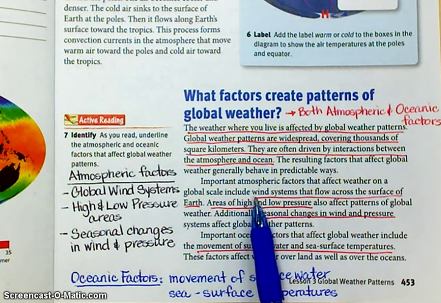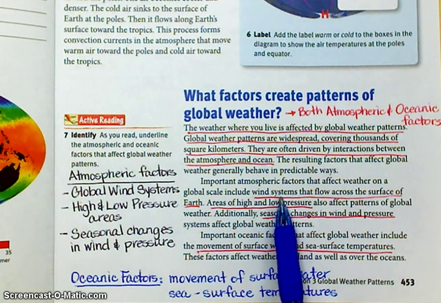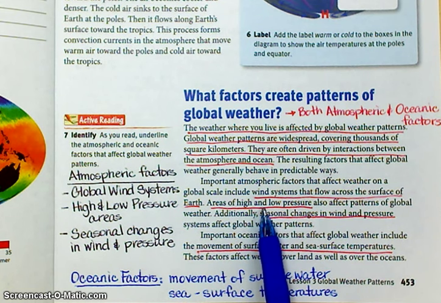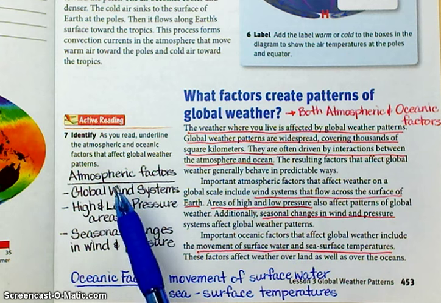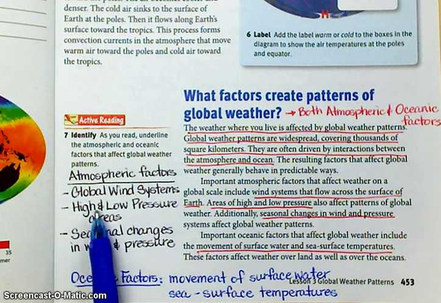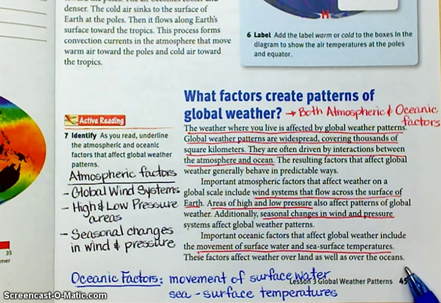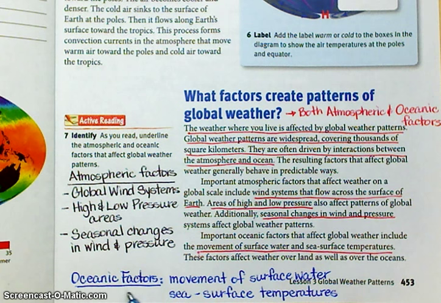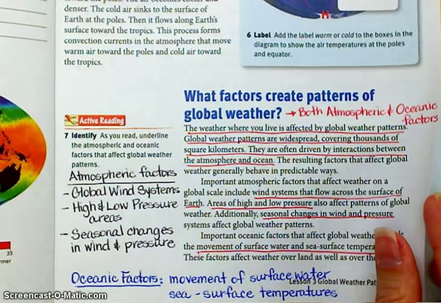Down here, it talks about important atmospheric factors, such as wind systems that flow across the Earth, areas of generally high or low pressure, and seasonal changes in wind and pressure. I took the information from this paragraph and listed it: your atmospheric factors are global wind systems, high and low pressure areas, and seasonal changes in wind and pressure. Down here, important oceanic factors that affect global weather include the movement of surface water and sea surface temperatures. So again, I summarized it: your oceanic factors that affect the patterns of global weather are the movement of surface water and sea surface temperatures.